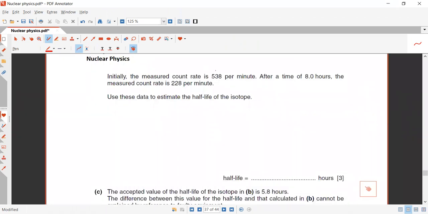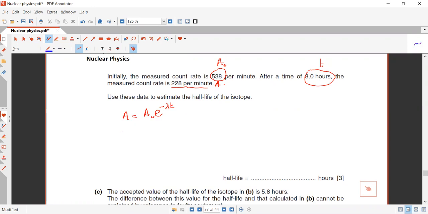Initially, the count rate is 538 per minute. So this is the activity. After a time of 8 hours, the measured count rate is this. So this was A naught, and this is A. The question is, estimate the half-life. How can we estimate the half-life? A equals A naught times e to the power negative lambda t, right? So let's first calculate the lambda.